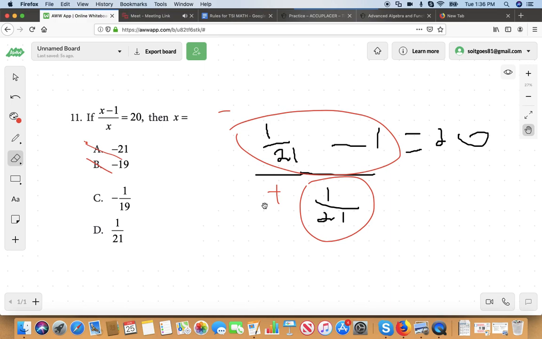So it can't be 20. Does that make sense? If this isn't 20, then what answer is it? Well, C could be 20, and I think it is. If we plug in C for X, didn't we determine that when we plugged in answer choice C, we had a negative in the numerator and a negative in the denominator? Yes. So it could be 20.